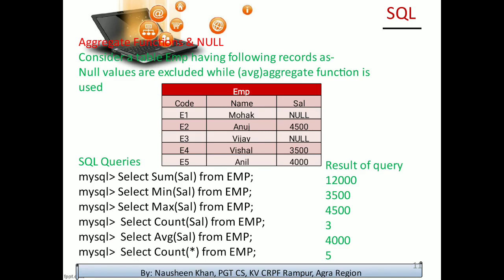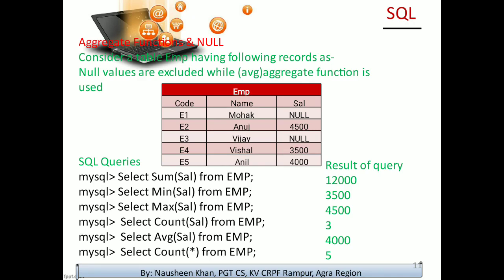Now next, select min(sal) from EMP. Again, null will be excluded. A null value will not come as the minimum salary because it will be excluded. So we have 3 values, 4500, 3500 and 4000. So the minimum value over here is 3500. So it will give the result as 3500.